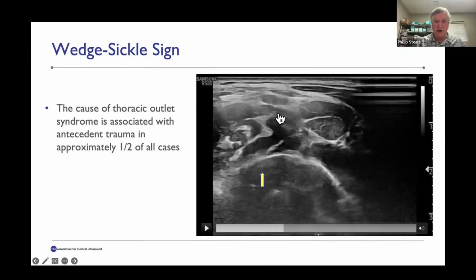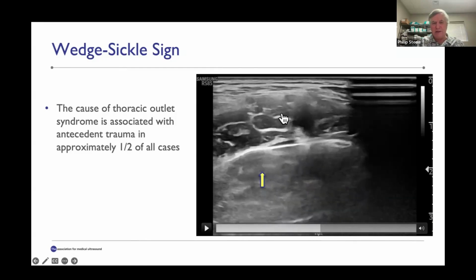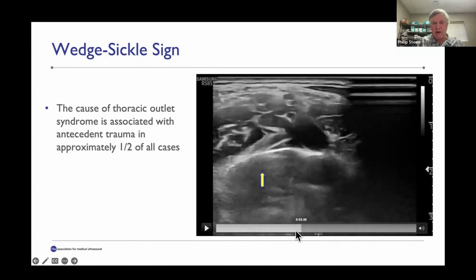So this is called a wedge sickle sign. And this is the fibromuscular band right here that the nerve is wrapping around. So this is T1, this is C8. And this band is coming straight down towards you. That's the best way I can describe this. But this is called a wedge sickle sign. And right here you can see this is T1, this is C8. We're going to go back.